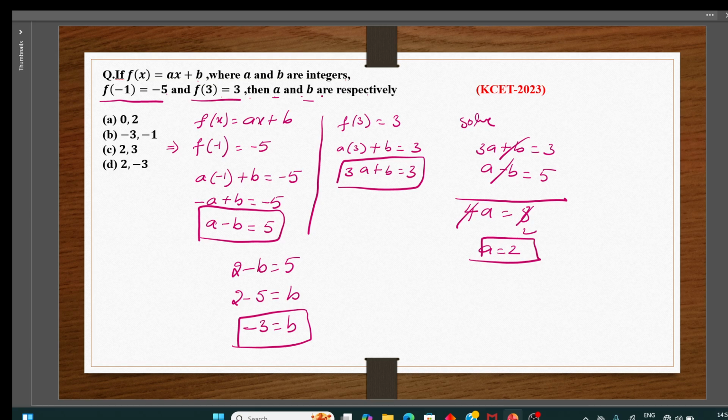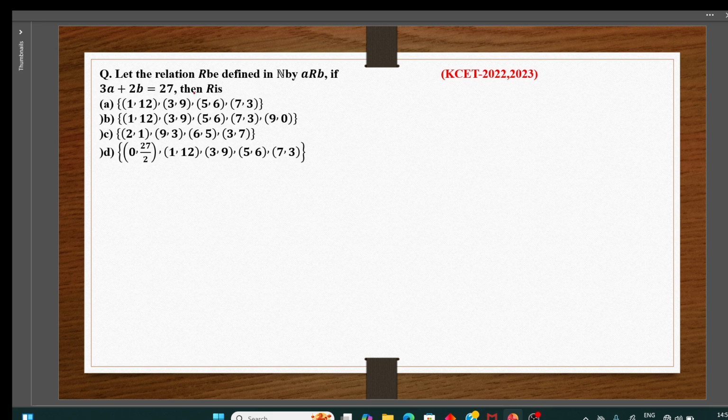So your question is find a and b respectively. a and b respectively means in order. So a = 2 and b = -3. a = 2 and b = -3. Clear? Yes. Next question.